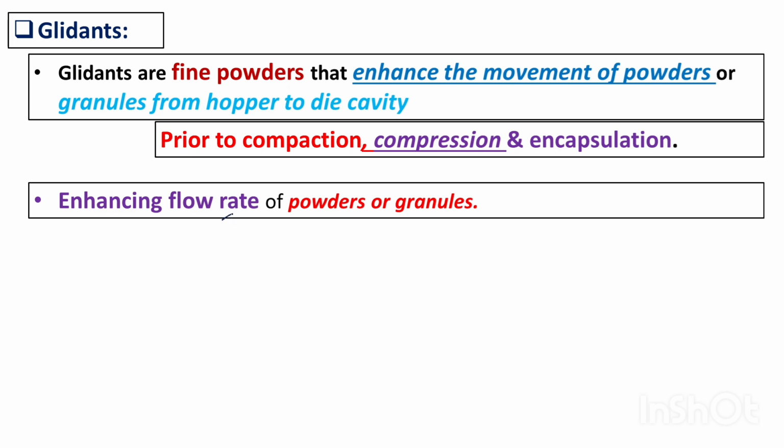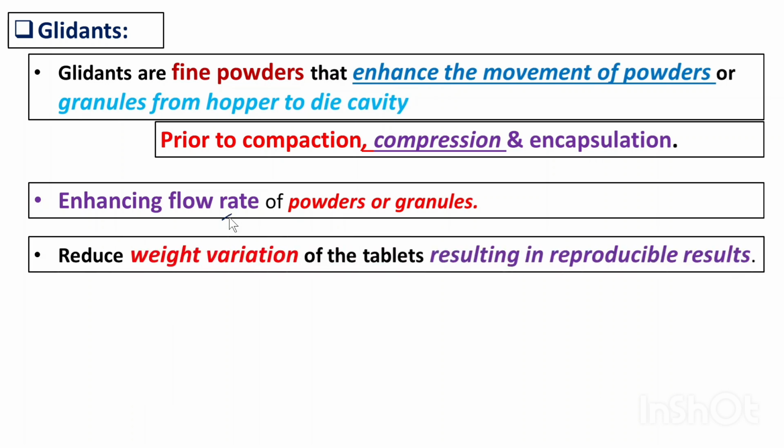It enhances the flow rate of the powder granules, which will reduce the weight variation of the tablet, resulting in reproducible results. What is weight variation? If the flow is not proper, then a sufficient amount of granules will not reach the die cavity. So what will result? It will hamper the strength of the final tablet. Also, the weight of each individual tablet will not be the same. It will be different because the flow will be hampered.